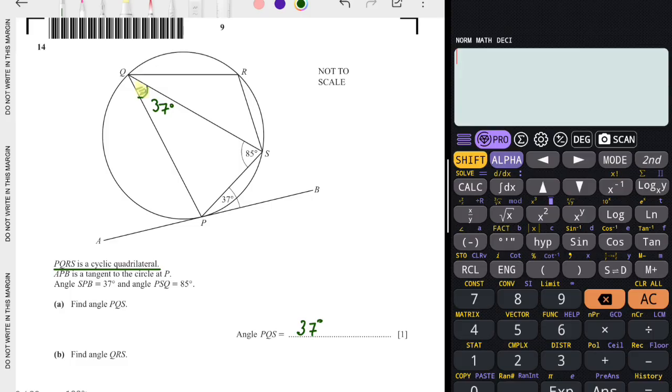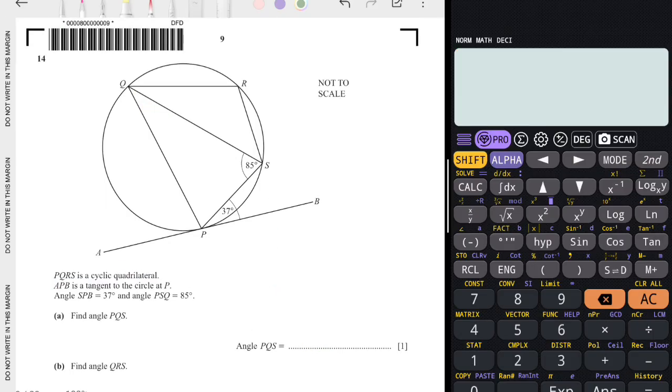Alternate segment property shows that if there is a tangent and there is one side to a tangent, that is question number 14.